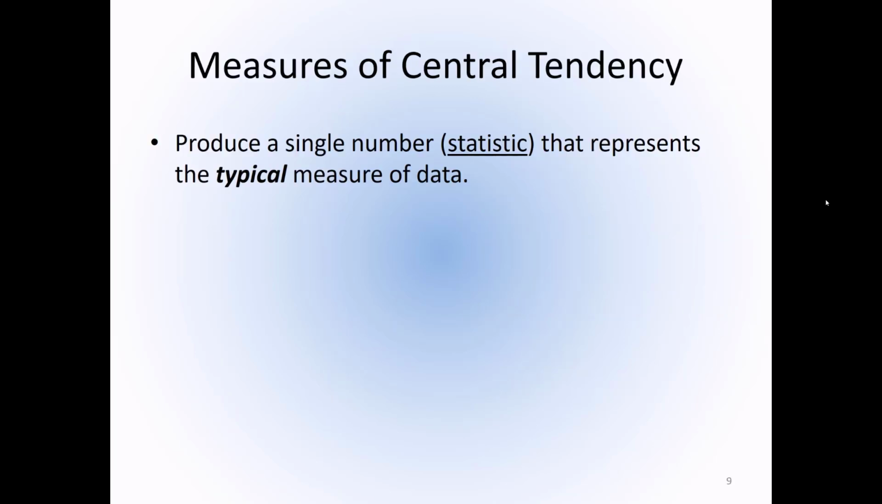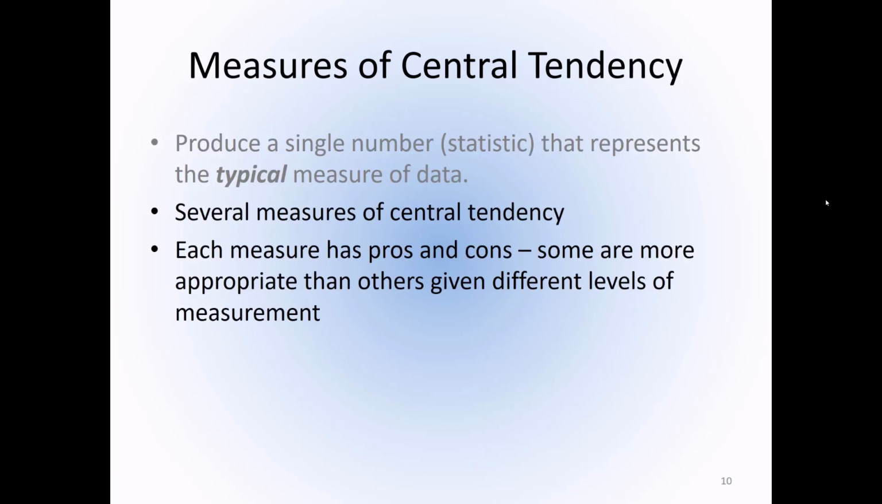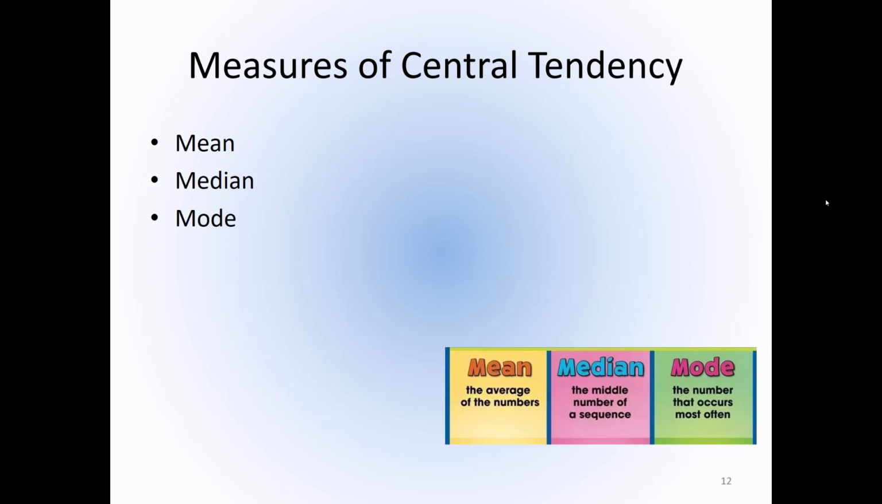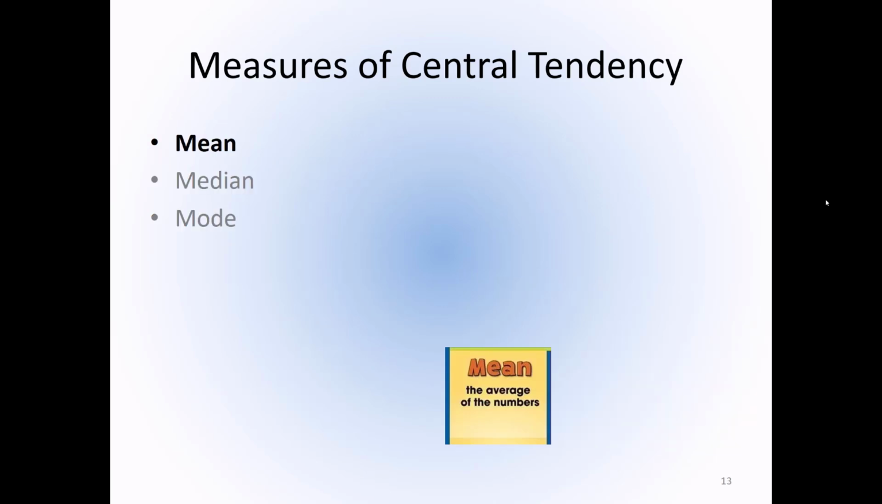So, the goal for a measure of central tendency is to produce a single number, and this is going to be a statistic. It's going to represent our typical measures of our data. And again, there's several measures of central tendency: mean, median, and mode, and each one has advantages and disadvantages. Some are more appropriate than others based on the characteristic of a data set, based on a sample. And so it's going to be important for you to pay attention to these strengths and weaknesses, and when to use these appropriately. So we've got our three main measures of central tendency here: mean, median, and mode. And again, this video is just going to focus on mean. The next video will focus on median and mode.